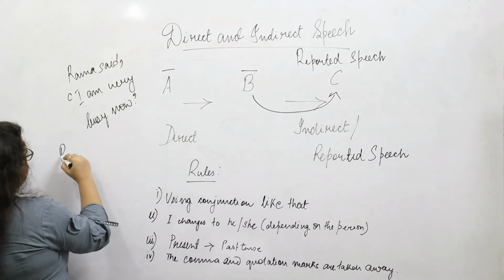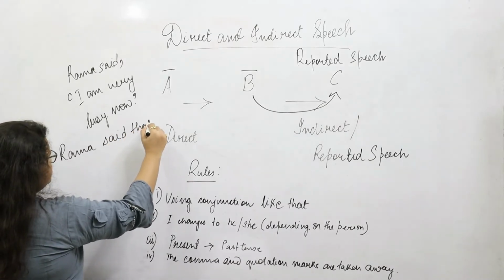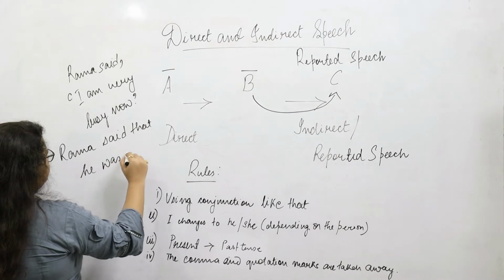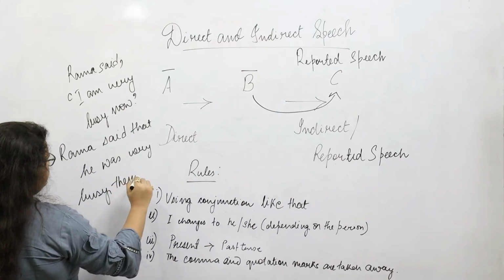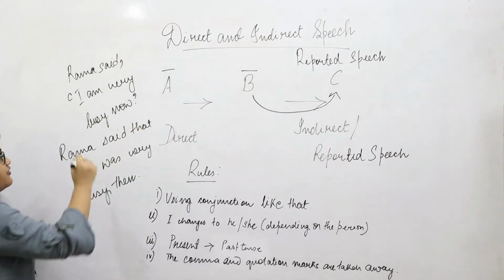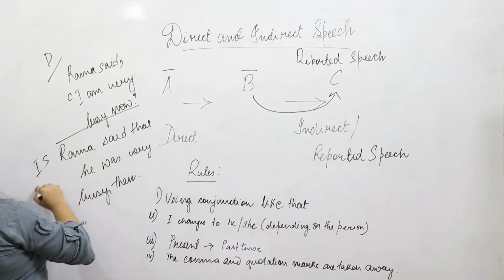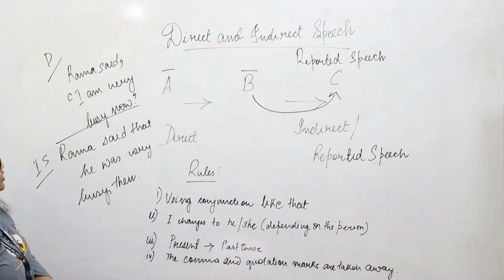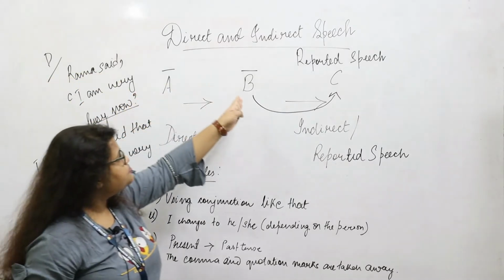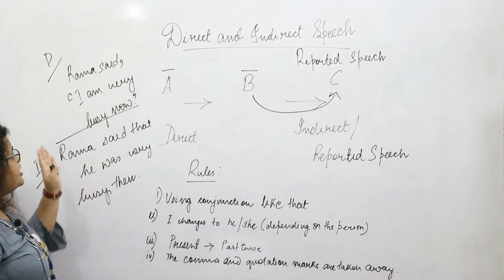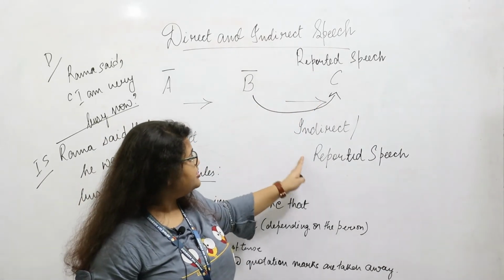We'll say Ram said that he was very busy then. So there are a number of changes that we have done from the direct to the indirect speech. This was a sentence in the direct speech which has changed into indirect speech, and there are a number of changes which we'll discuss now. Now this sentence no longer looks like A is speaking to B. It looks like B is now reporting this to C. That's why it is known as reported speech or indirect speech.